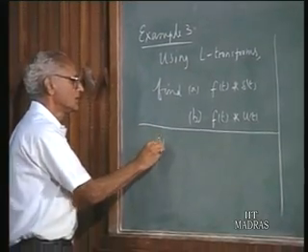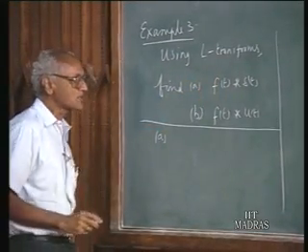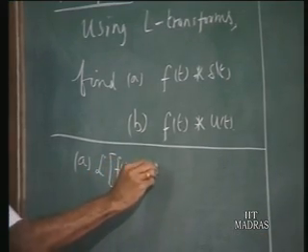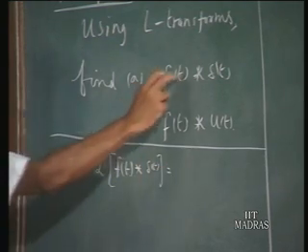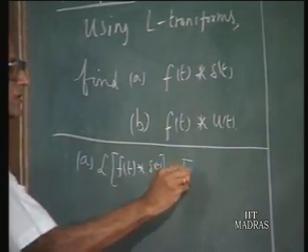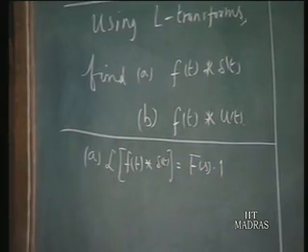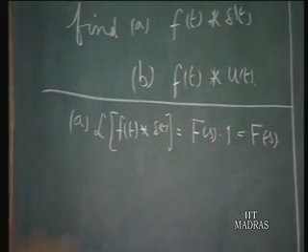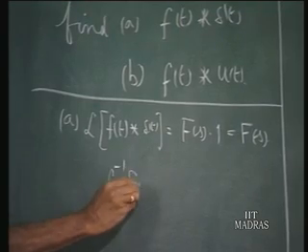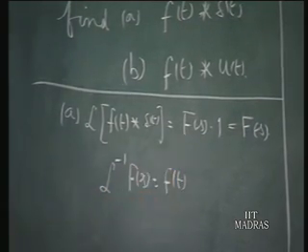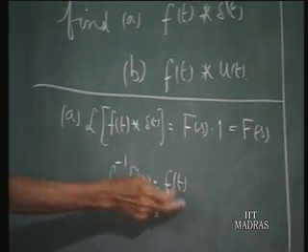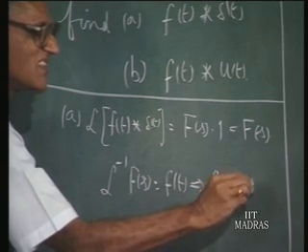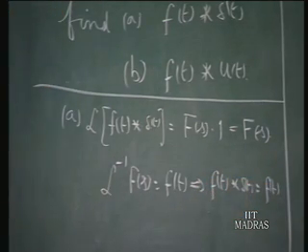So we know that the Laplace transform of f(t) convolved with delta(t) is the product of the Laplace transforms of the two individual functions. This is F(s) multiplied by 1, since the Laplace transform of delta(t) is 1. Therefore, this is F(s). And the inverse Laplace transform of F(s) is equal to f(t). Therefore, f(t) star delta(t) is f(t) itself. That's what we already know.